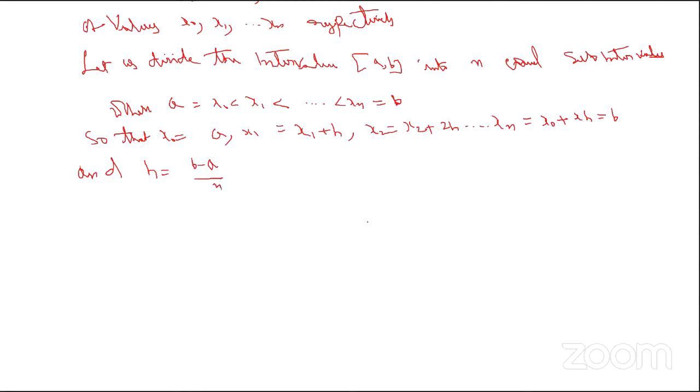So h is the common difference. a is the lower limit, b is the upper limit, n is the number of equal parts, right? So where b is the upper limit, n is the number of subintervals of width h.